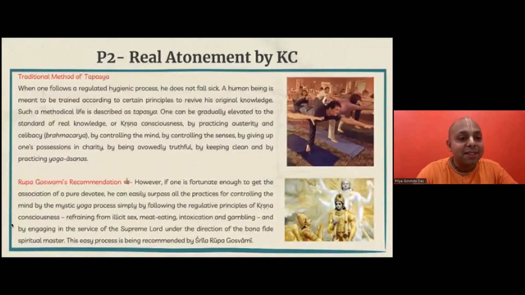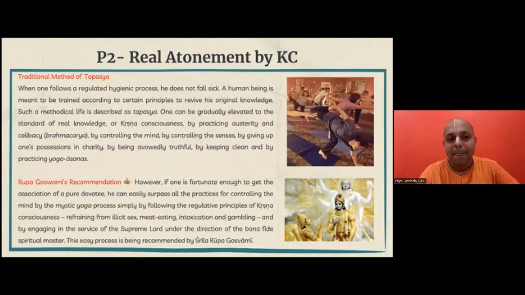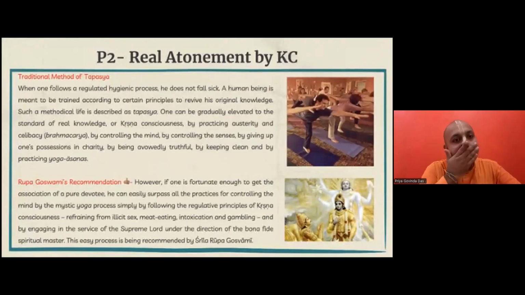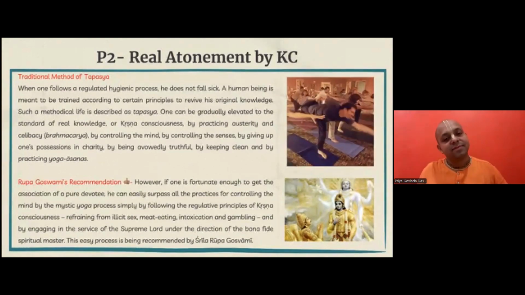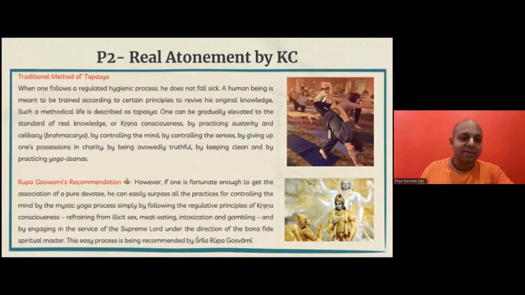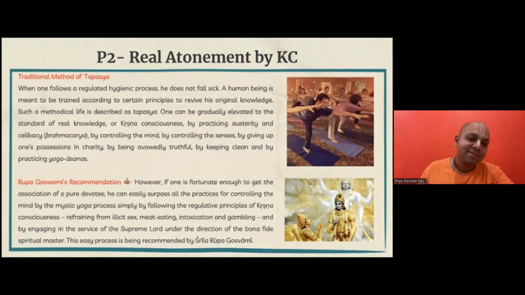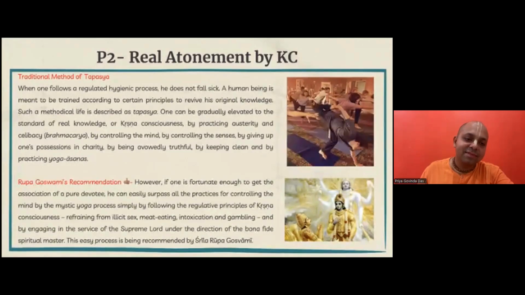Please, somebody can read this second paragraph, Rupa Goswami's recommendation. However, if one is fortunate enough to get the association of a pure devotee, he can easily surpass all the practices for controlling the mind by the mystic yoga process simply by following the regulative principles of Krishna consciousness: refraining from illicit sex, meat eating, intoxication, and gambling, and engaging in the service of the Supreme Lord under the direction of the bona fide spiritual master. This easy process is being recommended by Srila Rupa Goswami.